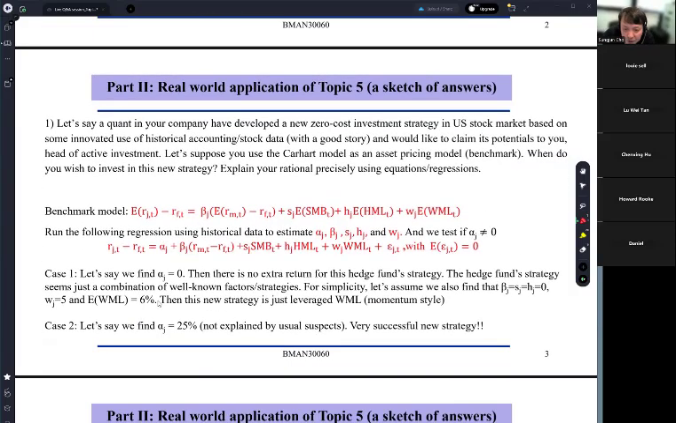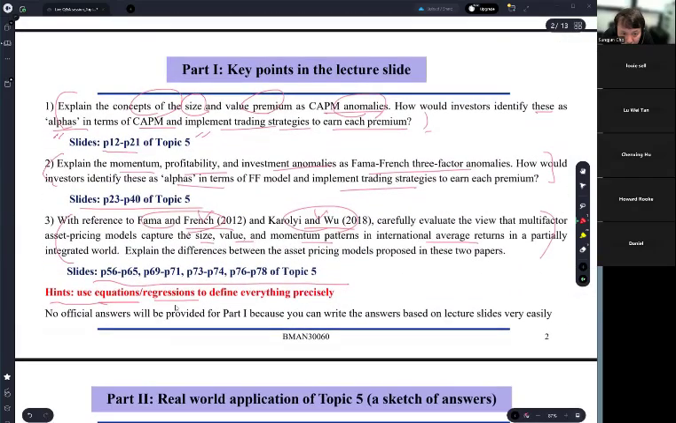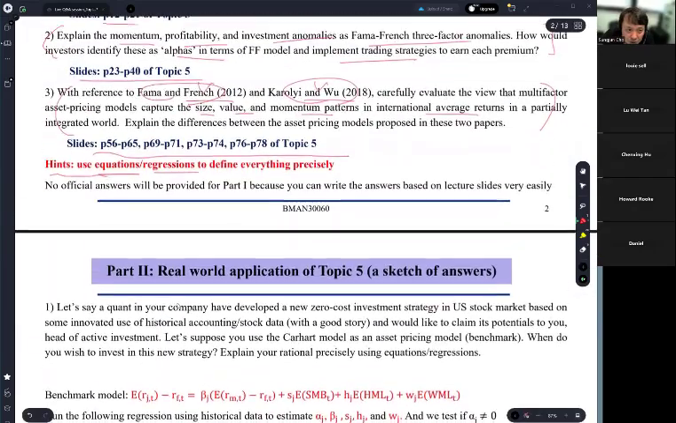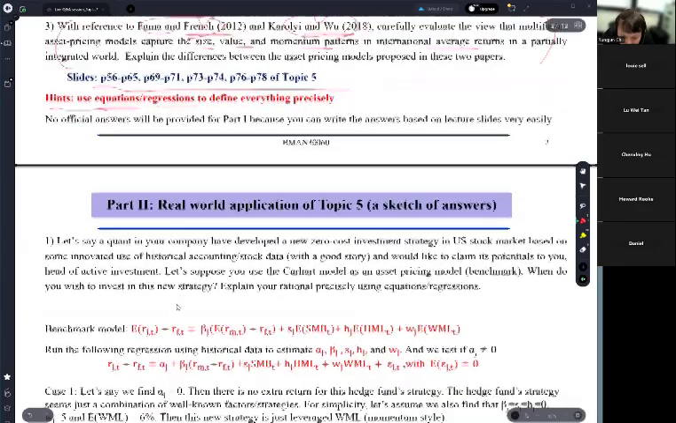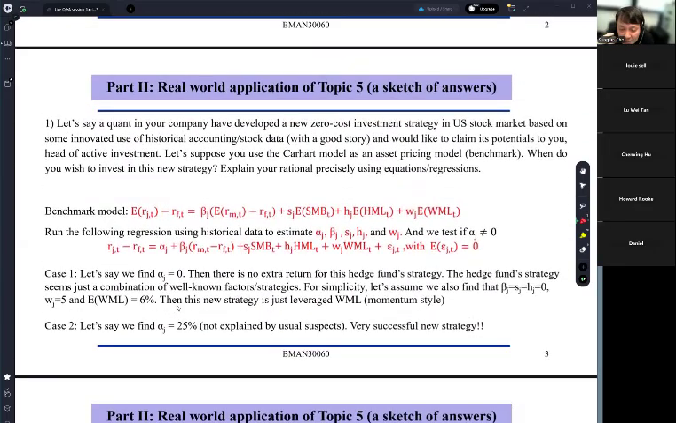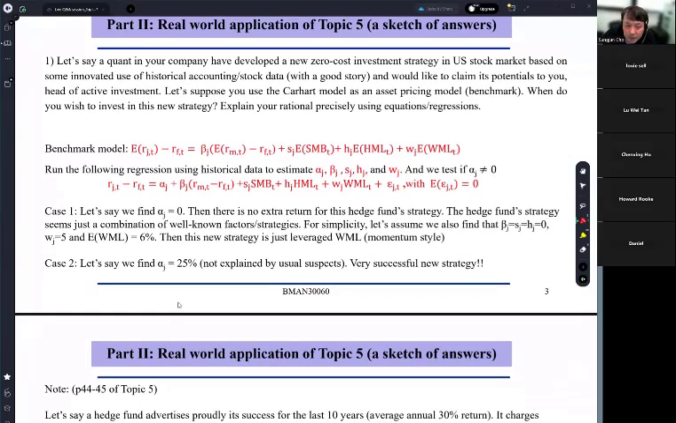Now, if you are able to answer the practice questions using regressions and equations very clearly, then your answer for the actual short exam question will be just a slight extension or modification of that, okay? So obviously you have to prepare your answer for this practice question before taking the exam, because you will copy some of that as your answer, okay? Okay, part 2, real world application of topic 5.